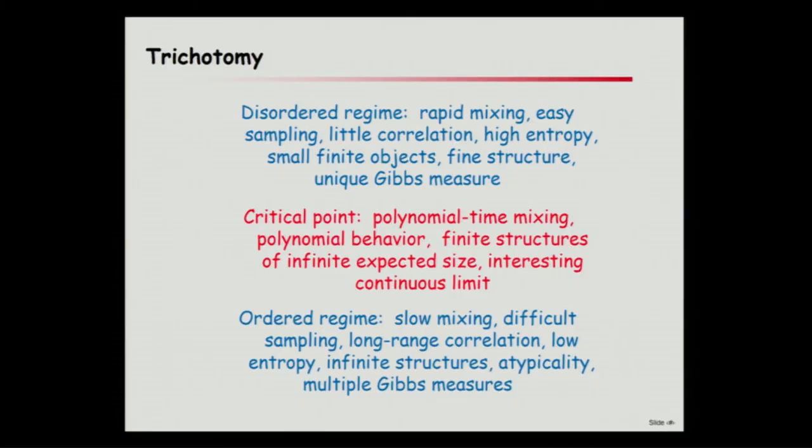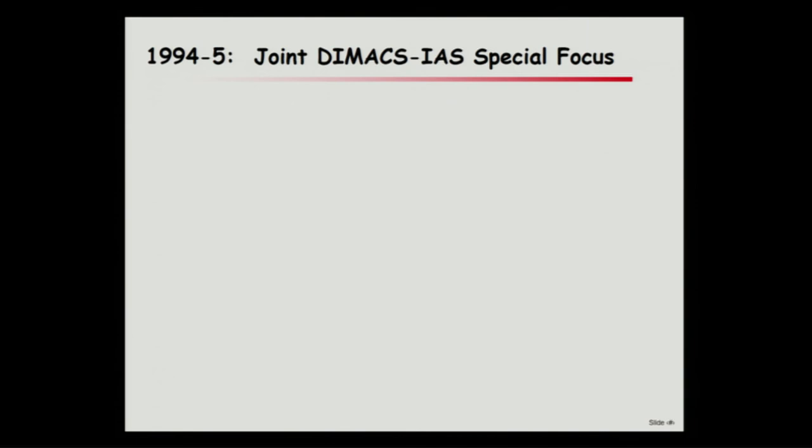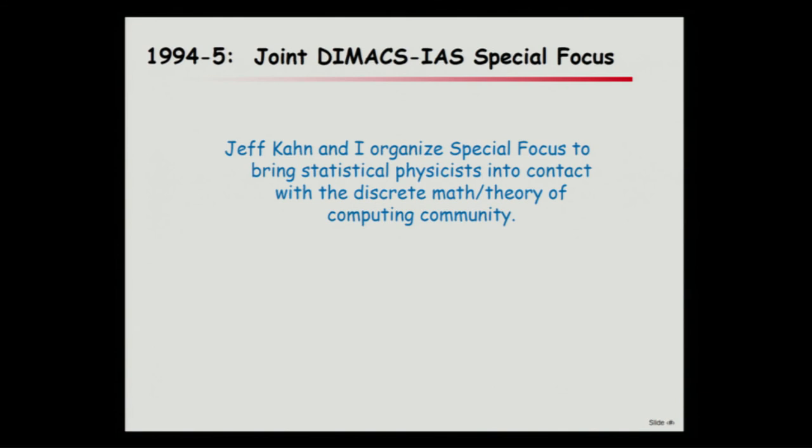Fascinating stuff. And they got me and a lot of other people interested in these things in the early 90s when DIMACS was just starting up. And so what happened is that Jeff Kahn here at Rutgers and I got enthusiastic about this stuff and managed to talk DIMACS and the Institute for Advanced Study together into doing a one-year focus in 94-95, and to try to bring together people in statistical physics with folks in the discrete mathematics and theoretical computer science community. And it seemed like a logical thing, not just because we thought they had mathematical interests in common, but because we thought DIMACS was the center of the world in discrete mathematics and theoretical computer science.